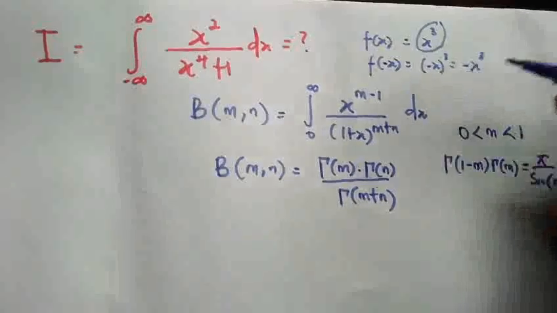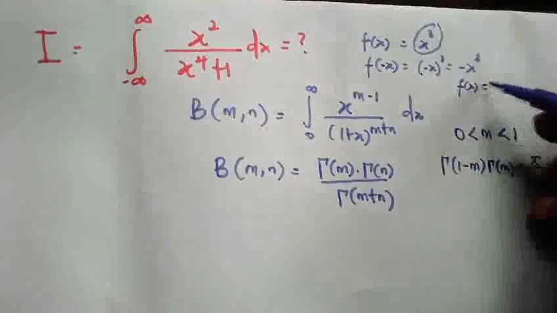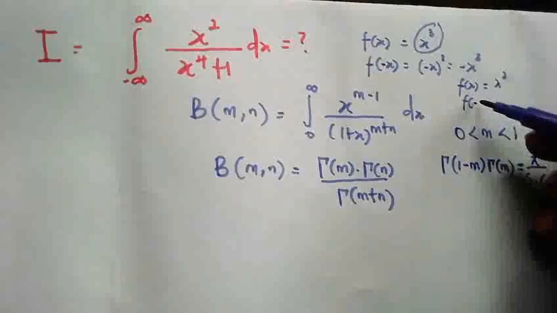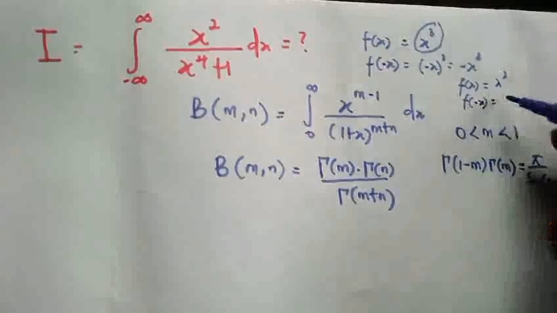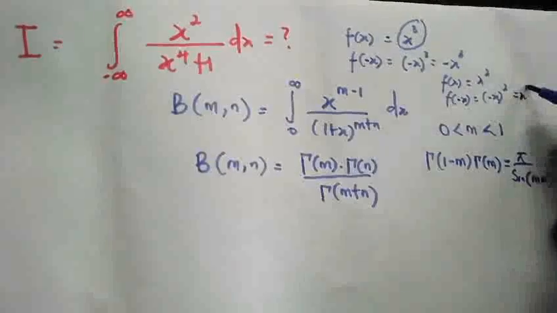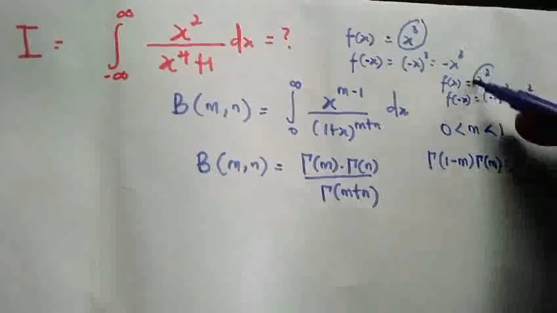Let us consider the following one, f of x equal to x squared. If we take the negative value of x, we have negative x raised to power 2, and this gives us x raised to power 2. Therefore, this function is even.